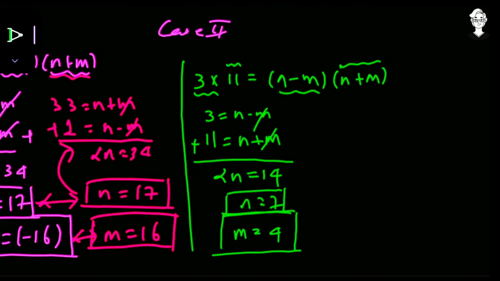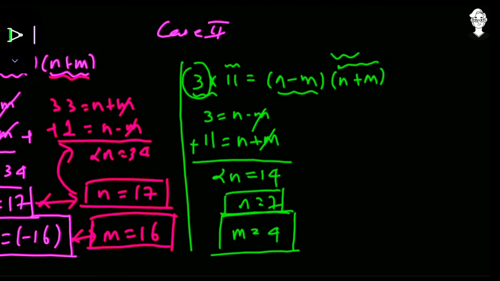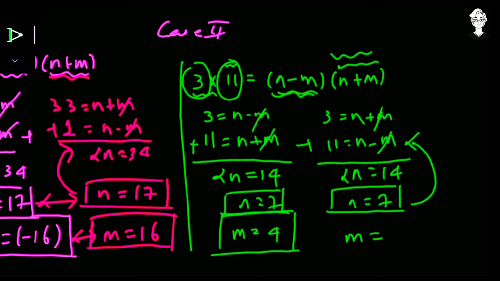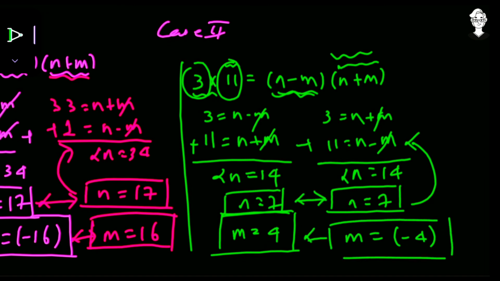Now let us consider the vice versa, 3 with n plus m and 11 with n minus m. So 3 is equal to n plus m and 11 is equal to n minus m. So I again add, m and m cancel, 2 times n is equal to 14, so I obtain n is equal to 7 as it is. For the value of m, I put it in this equation, I obtain 11 is equal to 7 minus m, so m is equal to negative 4. Again the value of n came the same, only the sign changes in the value of m.